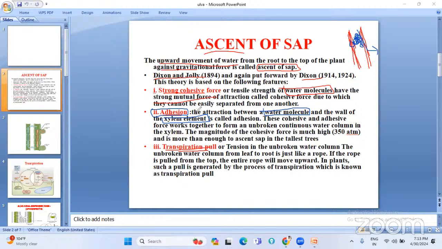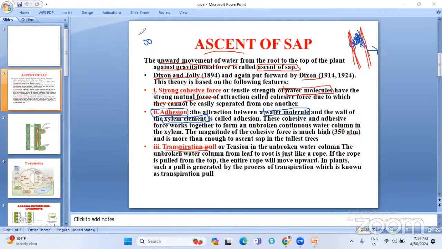Strong cohesive force. That strong cohesive force exists only between water molecule and water molecule. Remember, here the water molecule to water molecule force is cohesion force.